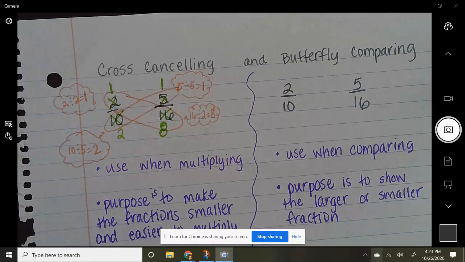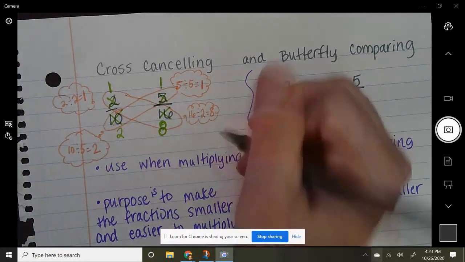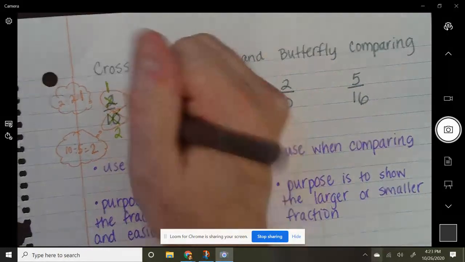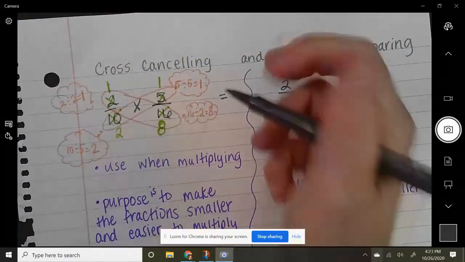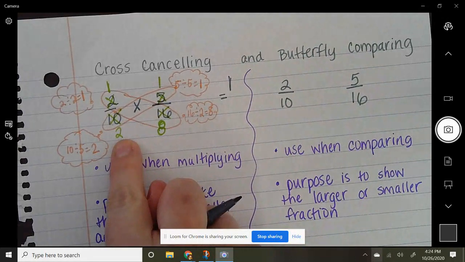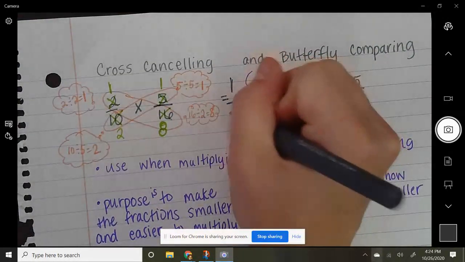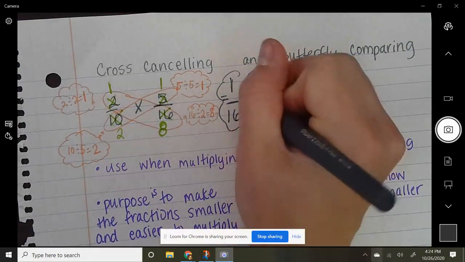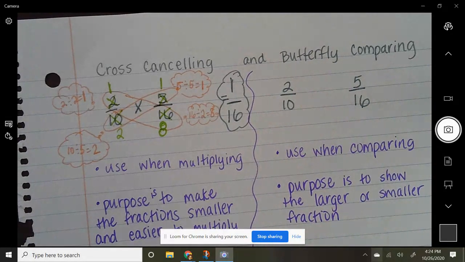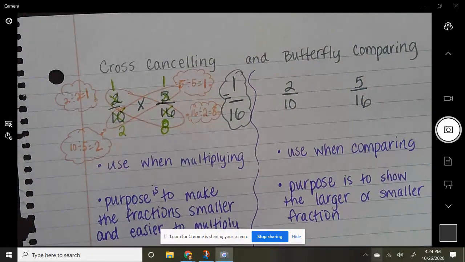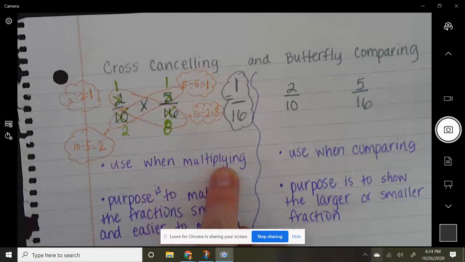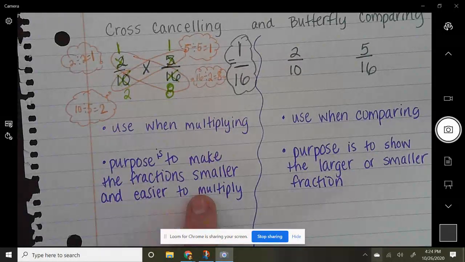So once you get that, you just multiply across. 1 times 1 is 1. 2 times 8 is 16. And that's your final answer. It cannot be made any smaller. So again, you use cross-canceling when you're multiplying. And the purpose is to make the fraction smaller and easier to multiply.